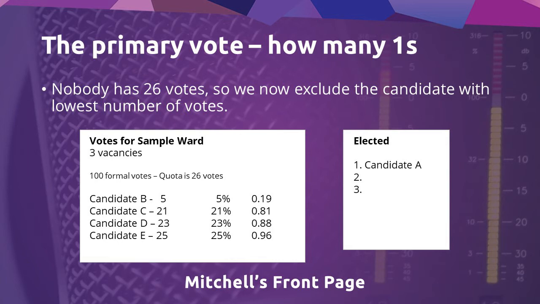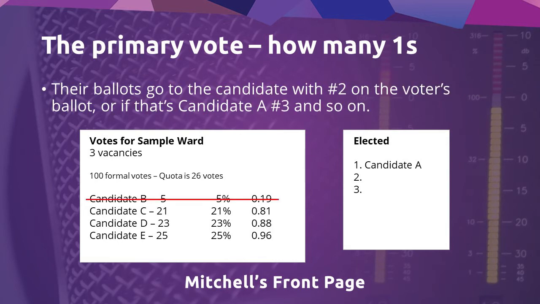When we take a candidate out of the count, their ballots go to the candidate with number 2 on the voter's ballot. Or if that was, say, candidate A, they would go to number 3. So they go to the next person on that ballot paper who is still in the race.